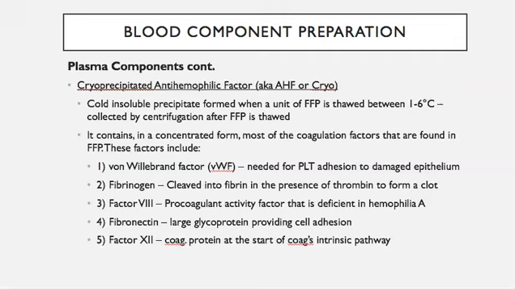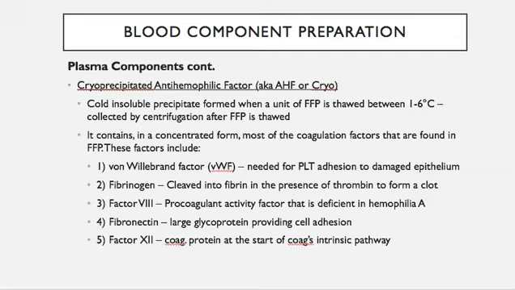Okay, cryoprecipitate or antihemophilic factor is a cold, insoluble precipitate formed when a unit of FFP is thawed at between 1 to 6°C. That cryo is collected by centrifugation after the FFP is thawed. It contains in a concentrated form most of the coag factors that are found in FFP. That includes von Willebrand factor, which is needed for platelet adhesion to damaged epithelium. It contains fibrinogen, which is cleaved into fibrin in the presence of thrombin to form a clot.